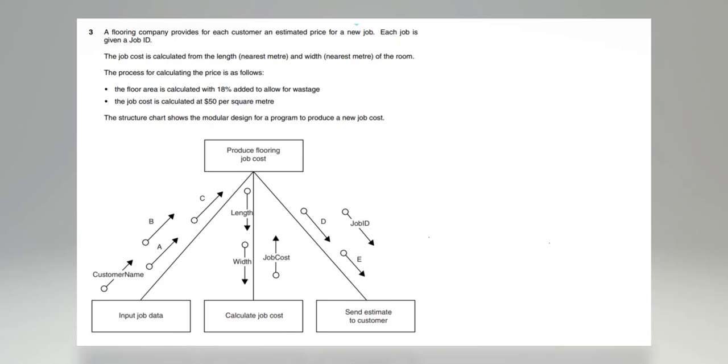So we've got a flooring company, excellent, I like a flooring company, and for each customer, an estimated price for a new job is given to them. Each job is also given a job ID. So they're given an estimated price and a job ID. The job cost is estimated, also it's calculated based on the length and the width of the room. So we can actually see that already. And they're using a variable called job cost.